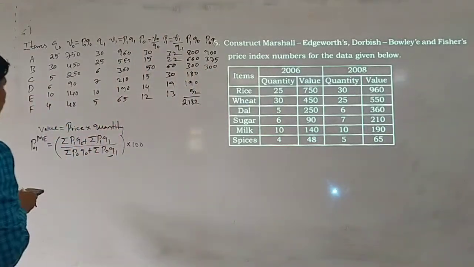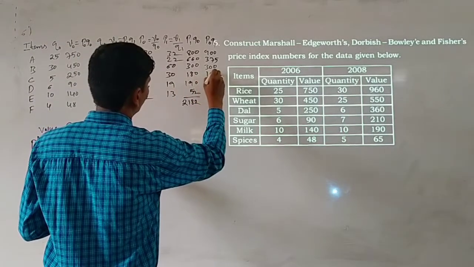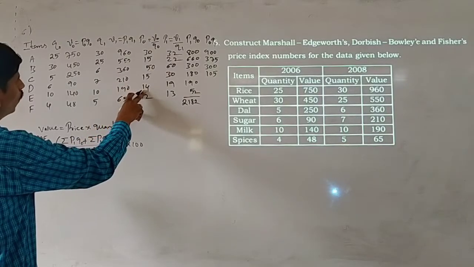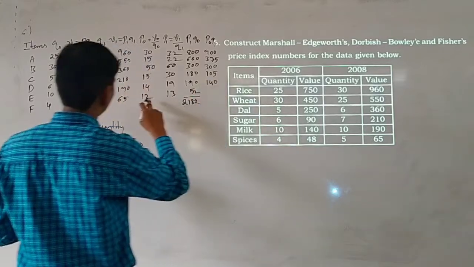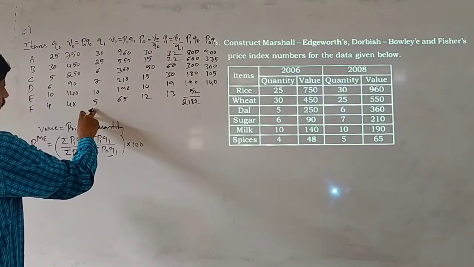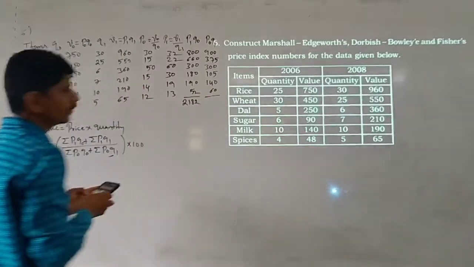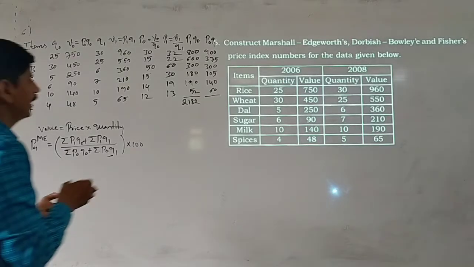Next, 15 into 7 is 105. Next, P0 value is 14. 14 into 10 is 140. And last, 12 into 5 is 60. We have to add all these values: 900 plus 375 plus 300 plus 105 plus 140 plus 60 is 1880.